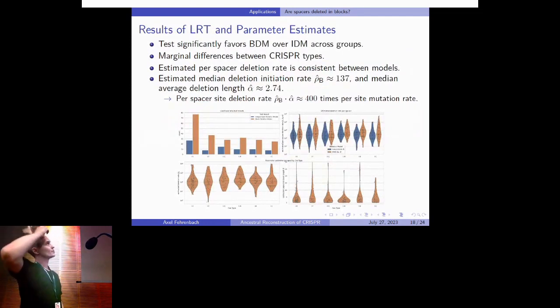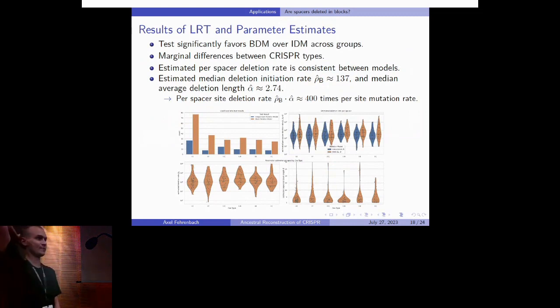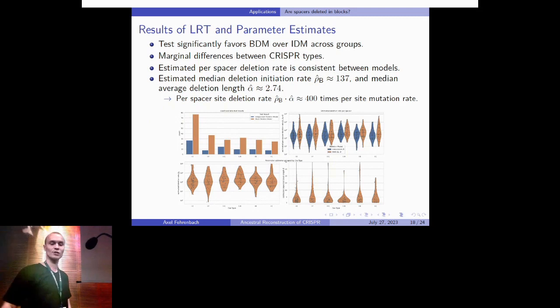So now to the results. In short, the block deletion model fits better than the independent deletion model, which you see here on the top left, separated by CRISPR type. Okay, you can't see my mouse anymore. Anyway, in most cases the independent deletion model is rejected, which means that spacers are more likely lost in blocks. Are they lost in the block deletion model? We don't know, but at least in some kind of block deletion model, not in the independent deletion model.